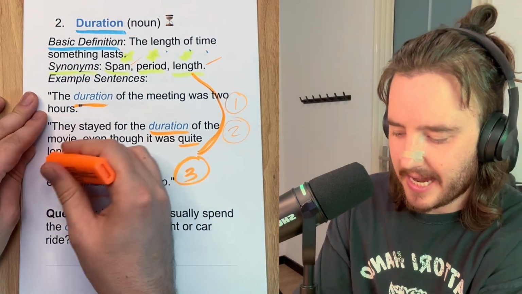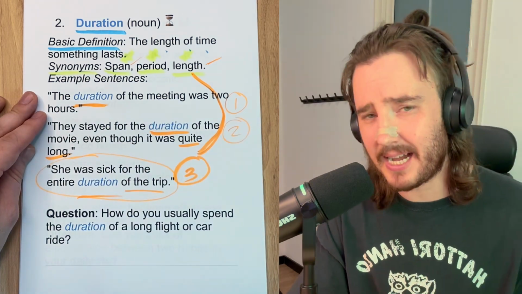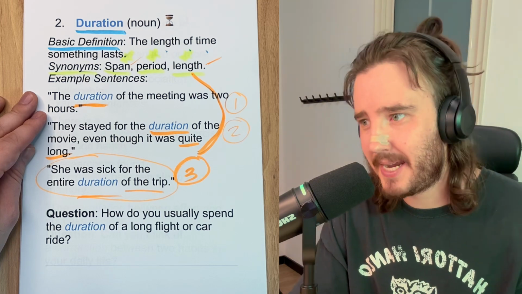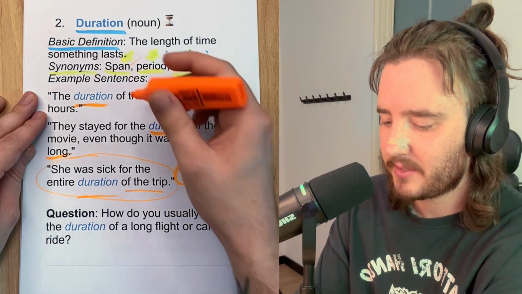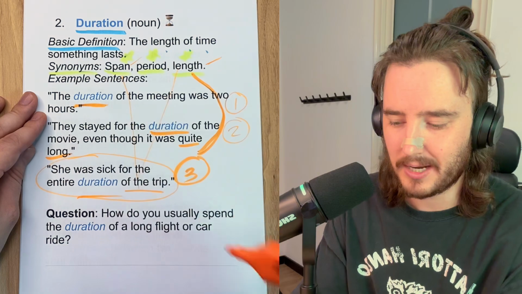Now, taking a look at example sentence 3 here: She was sick for the entire duration of the trip. Basically, that means she was sick for the entire trip. Her sickness spanned the entire length of the trip, right?